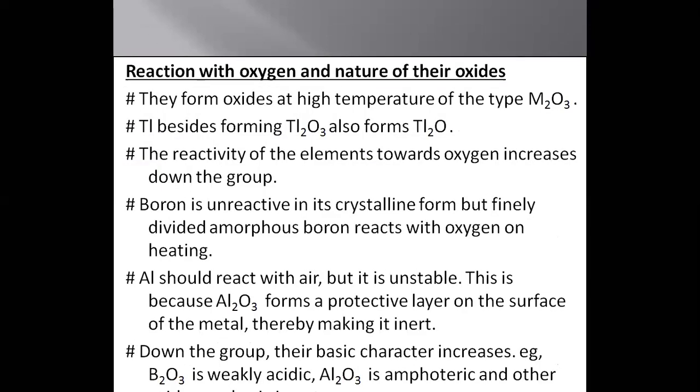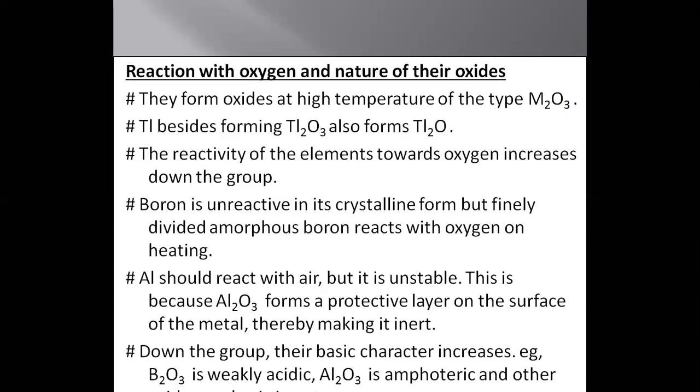Now let us talk about the reactivity with oxygen and the nature of the oxides formed. These elements form oxides at very high temperature of the type M2O3. Thallium is an exceptional case because it forms two different types of oxide, that is Tl2O3 as well as Tl2O. As I have said, the dominant oxidation state for thallium is +1, which is more stable for thallium. That's why it results in the formation of two different oxides.